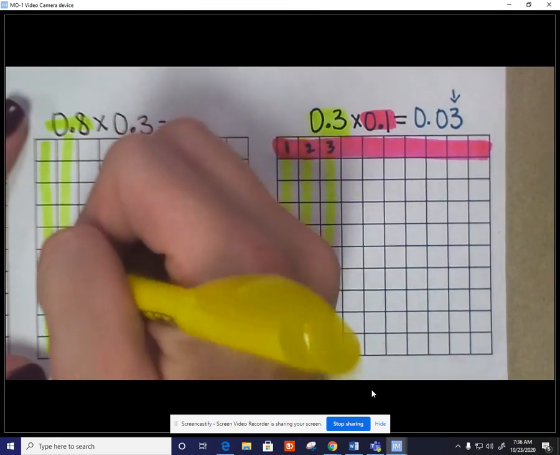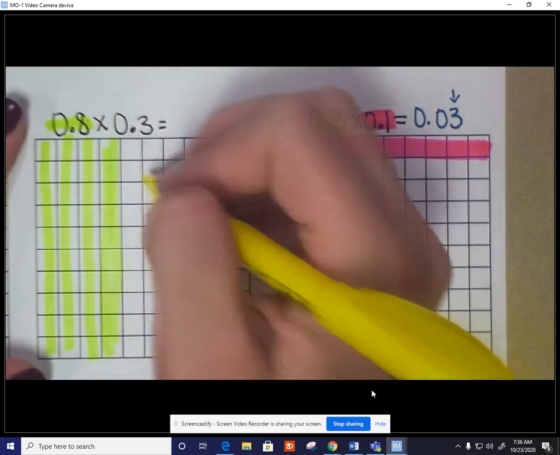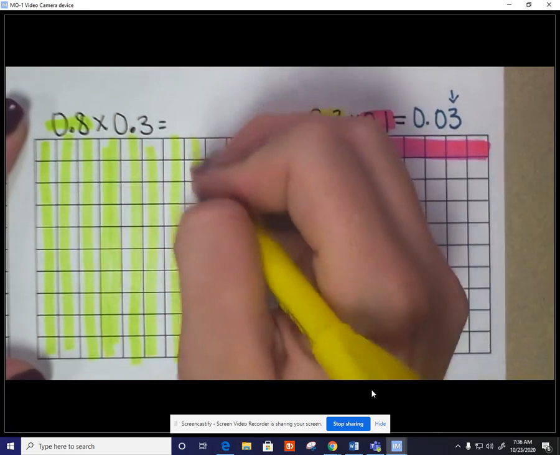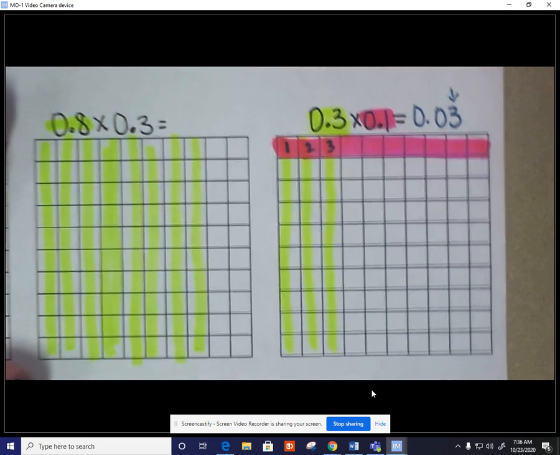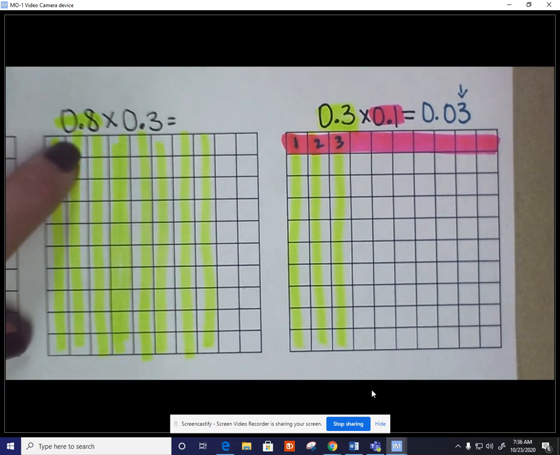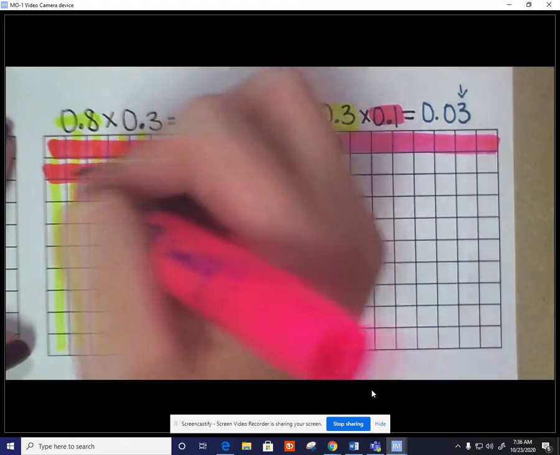1, 2, 3, 4, 5, 6, 7, 8. Then I know 3/10ths is 3 columns, but I already went vertically up and down. So now I'm going to go horizontally, side to side, for 3 columns. 1, 2, 3.